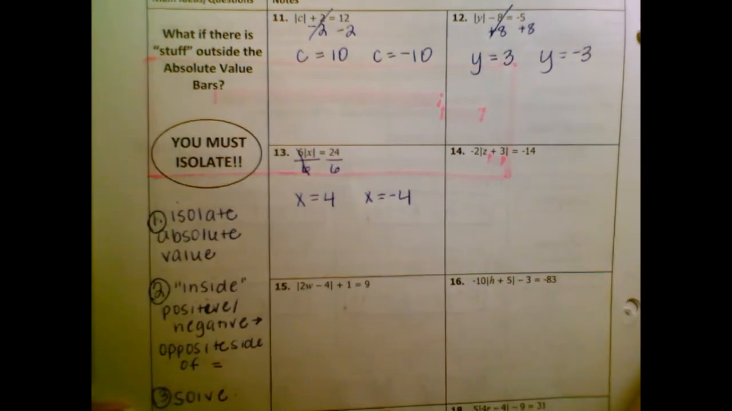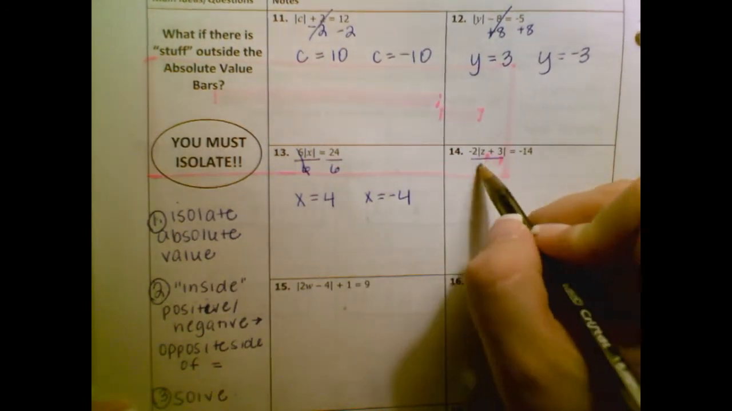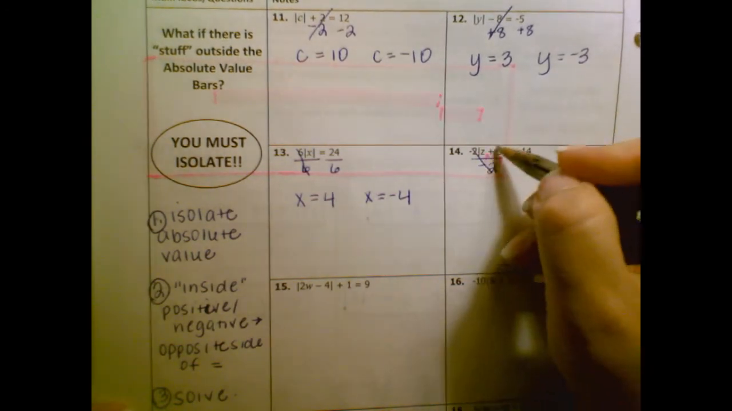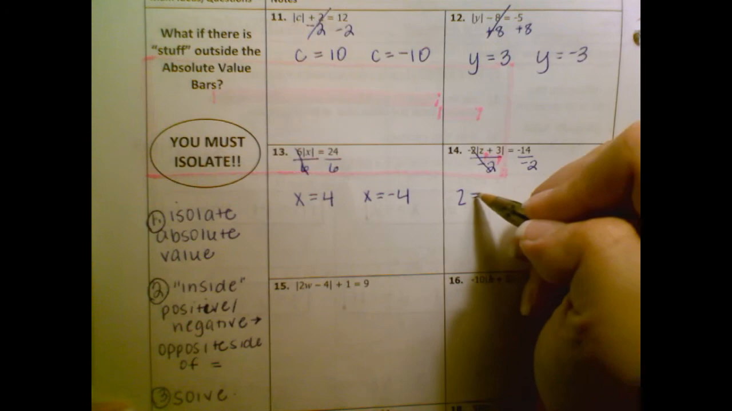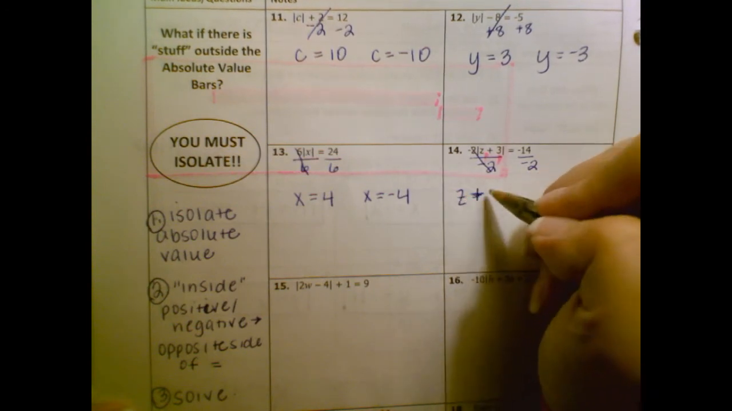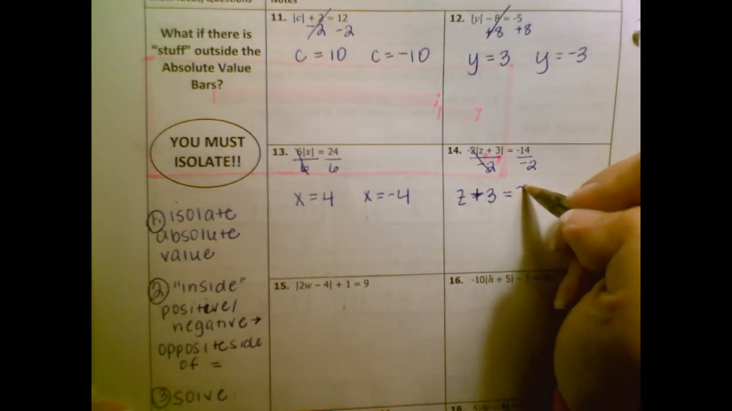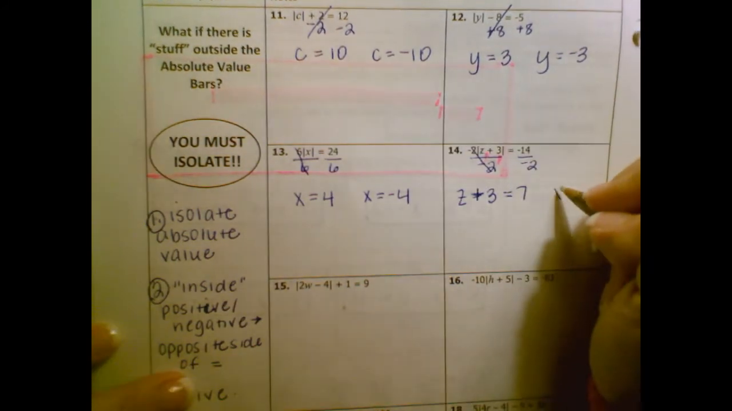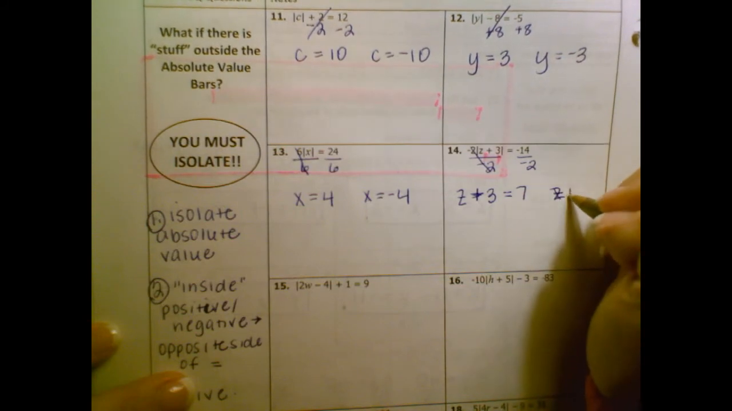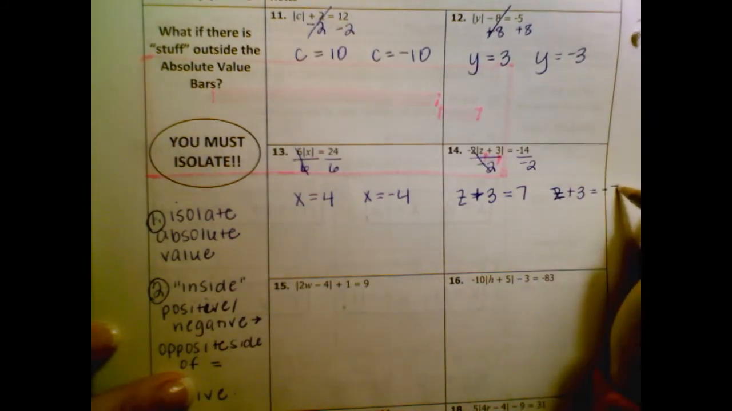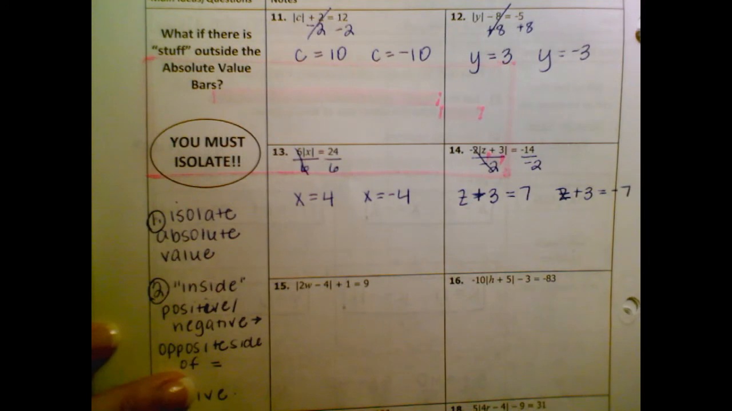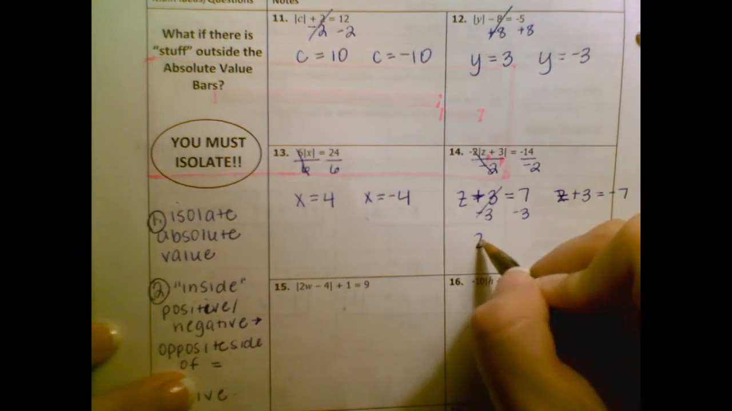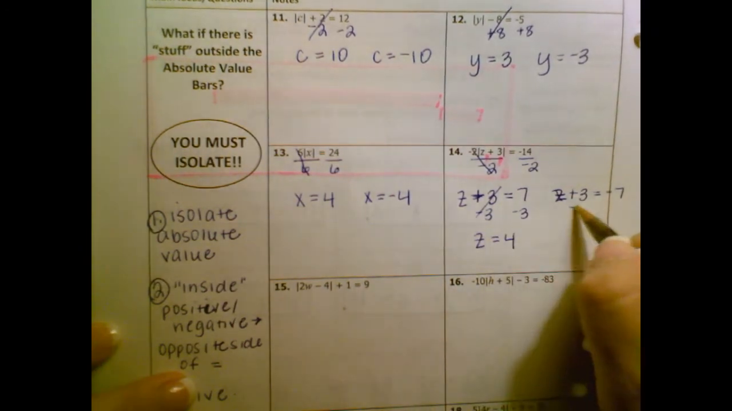Absolute value is not isolated. I have that negative 2 hanging out. I need to get rid of it by dividing. Pulling out the inside, putting it equal to the positive 7, but then I need to put the inside equal to the negative 7. From here, we're going to solve. Just subtract the 3. Subtract the 3.